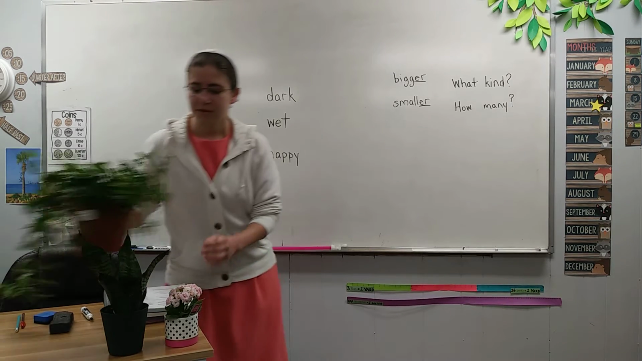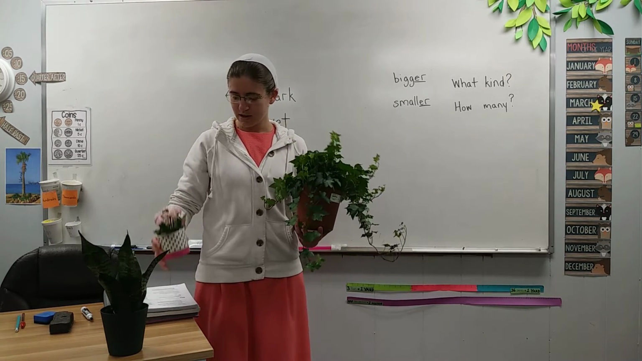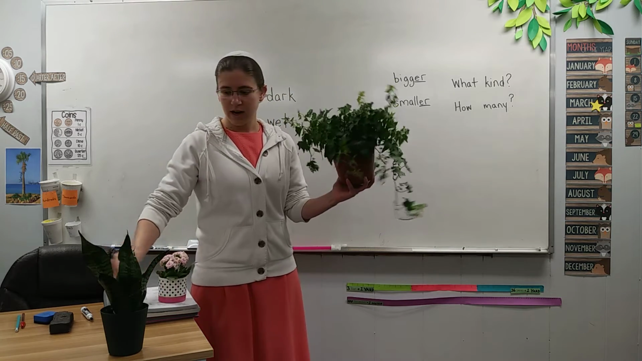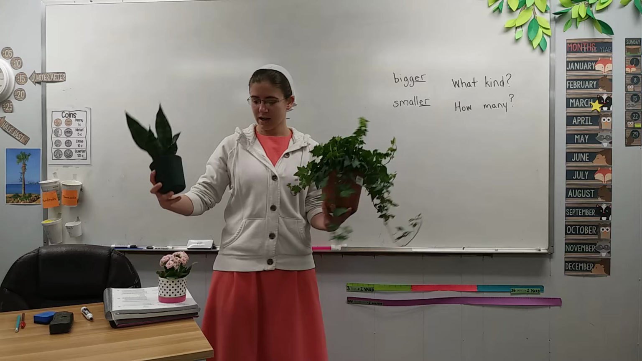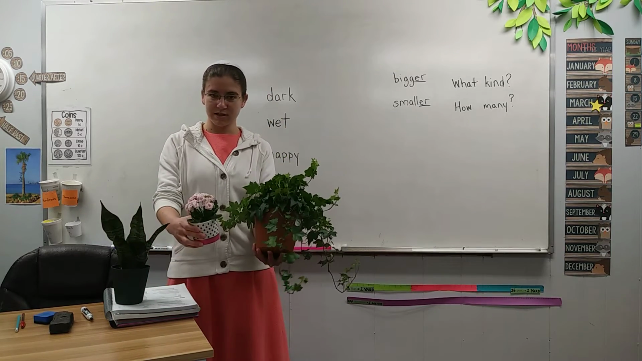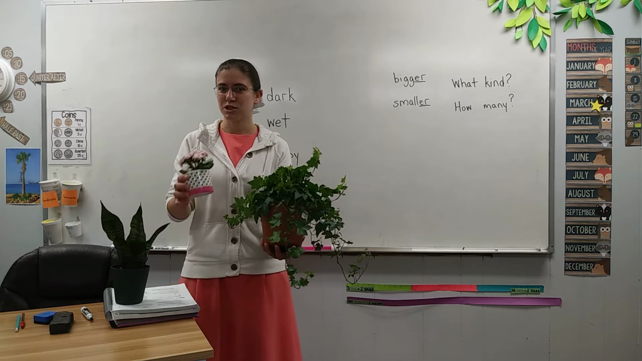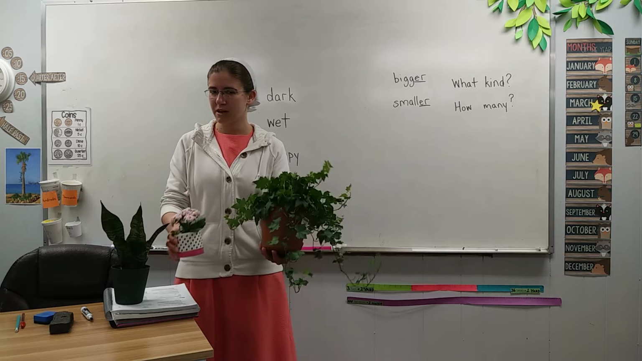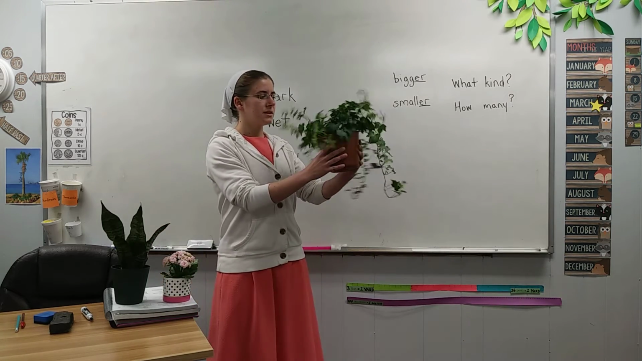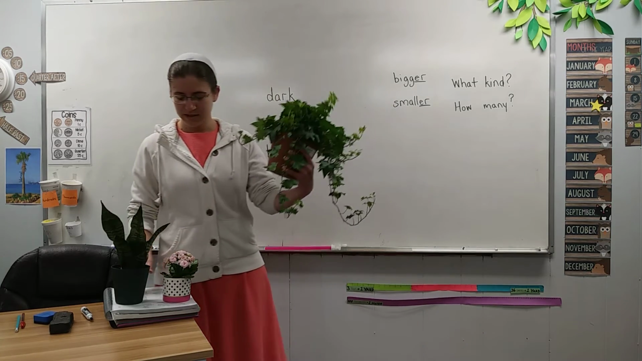So I have 3 plants here, and I think you should be able to see my 3 plants. I have this one, pretty pink flower, and a nice ivy, and a snake plant. Now, this little pink flower is the smallest of the 3 plants. Alright, the smallest one. I'm comparing my 3 plants. This one is the biggest of my 3 plants. My ivy is the biggest.